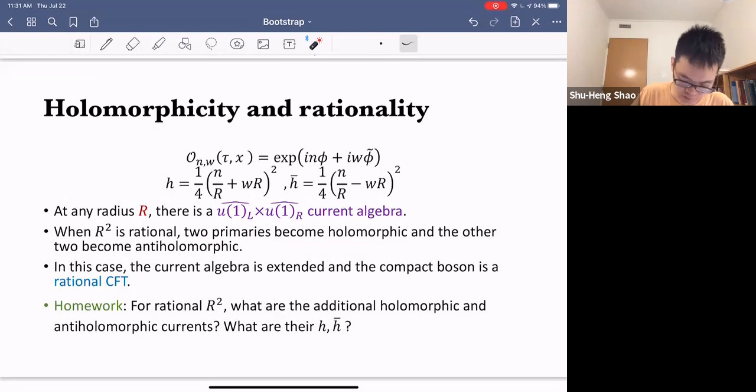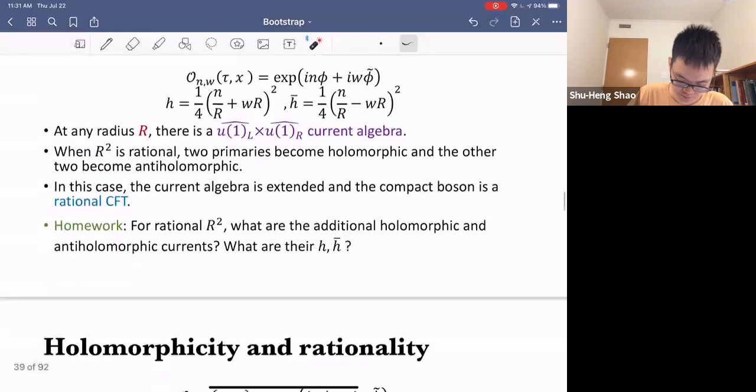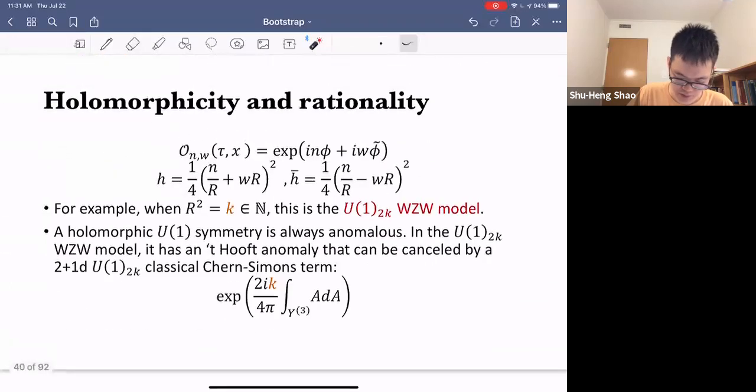So we have a whole line of c equals 1 CFT. Only when R squared is rational will you have a holomorphic capital U1 global symmetry. And only in those cases, the CFT is rational. So let's consider a particular case when R squared is an integer. It's a special case of it being rational. In that case, this is just a U1 level 2K WZW model.